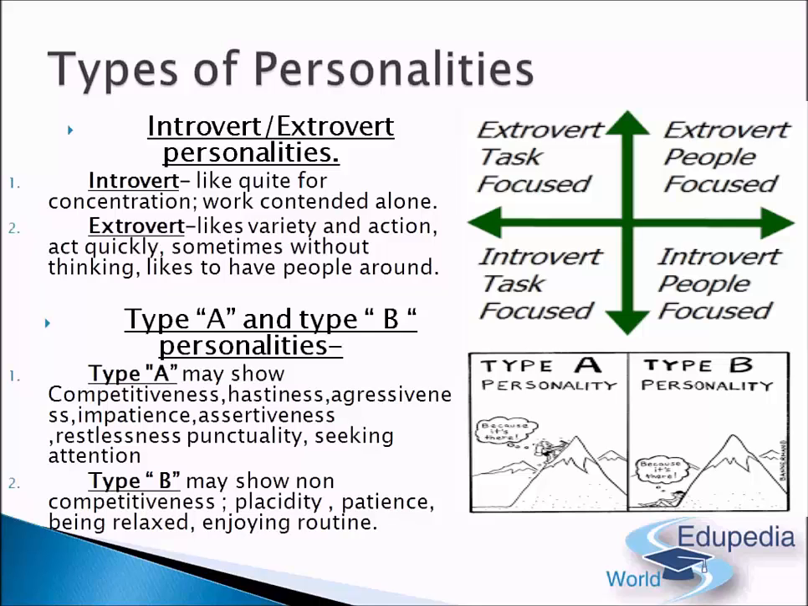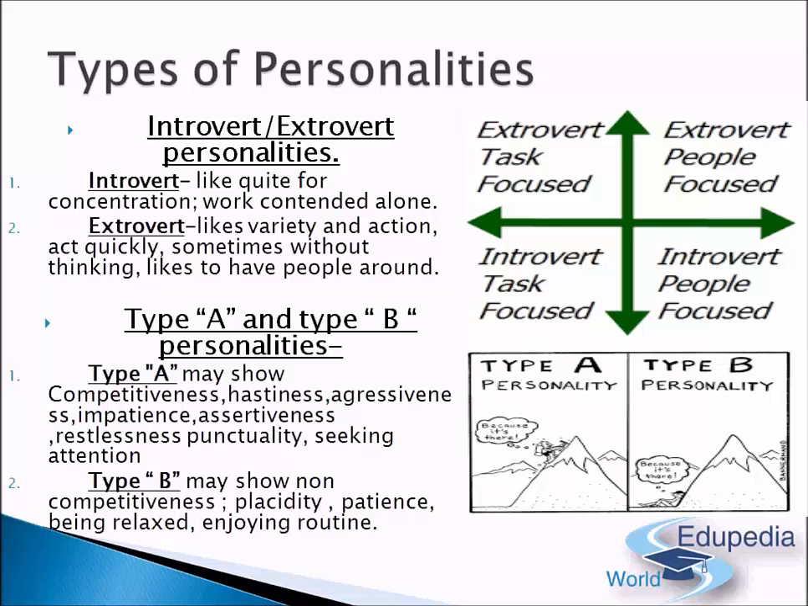And some people say type A people are more prone to heart problems. Well, I can't enter into the medical field as such, but type A personalities are always running. They're competing. Type B people, on the other hand, are non-competitive, placid and patient and relaxed, and they enjoy routine.